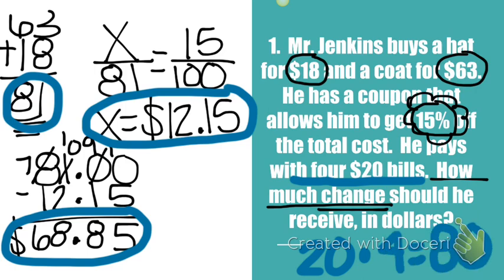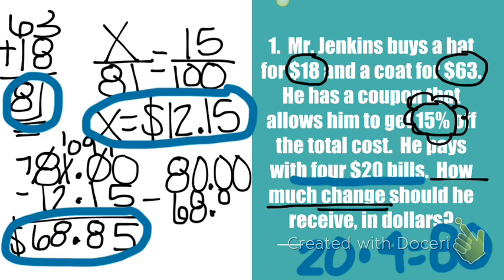So you're giving the cashier $80, but you really only owe her $68.85. So our very last step here, we're almost done, is to do the $80 that you gave her minus the $68.85 that you now have. Okay, so when I subtract this again, this is some mega borrowing.